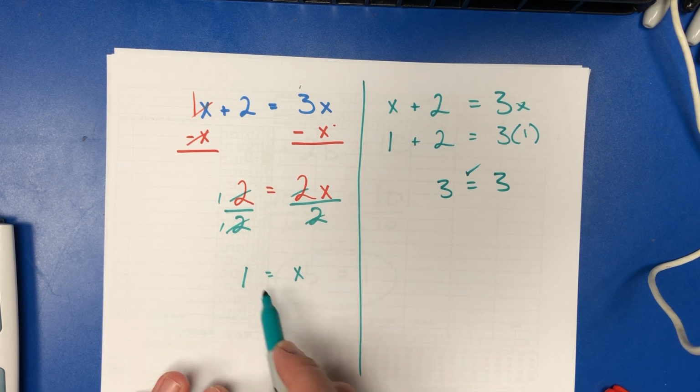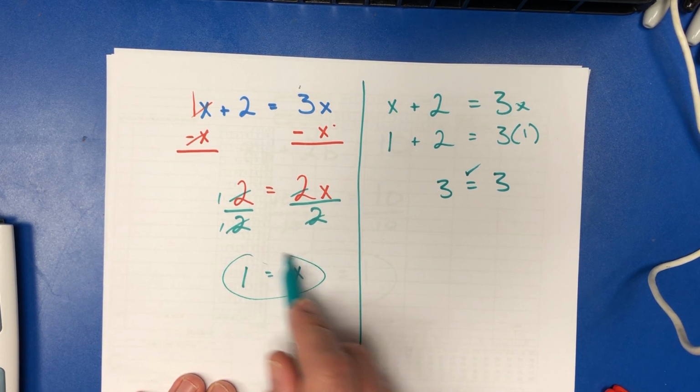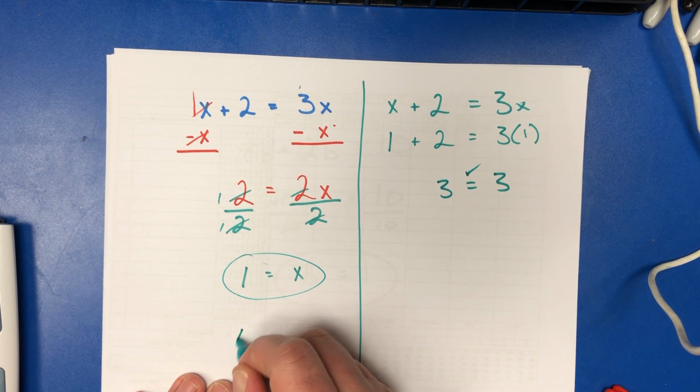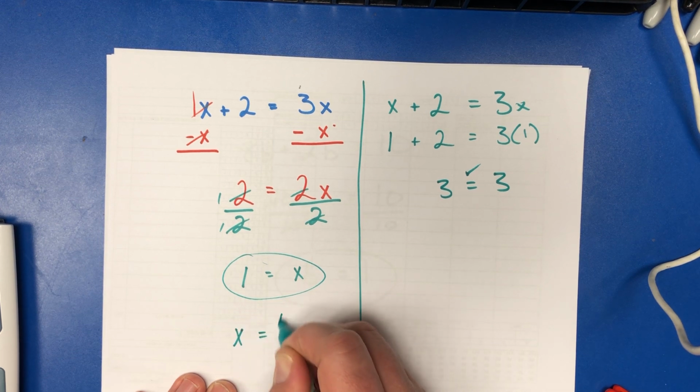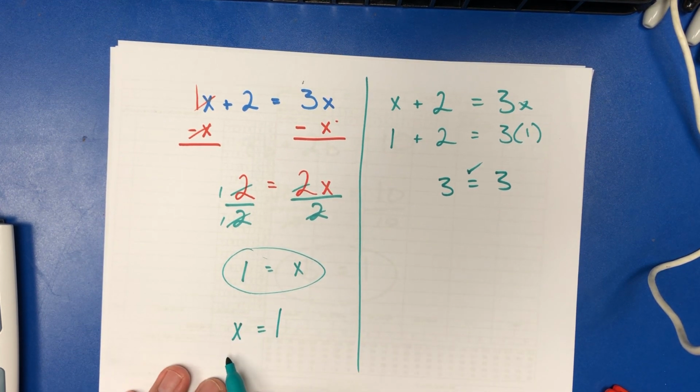Really, I don't like the fact that your math book left it like this. I would prefer you to write your answers like this, letters on the left. So once you're done with it, you can just switch it over and say x is equal to 1. That's just kind of a little mathematical pet peeve of my own that I just wanted to share with you.